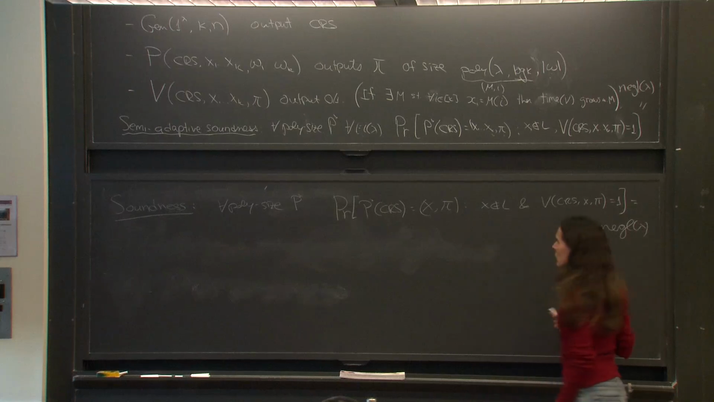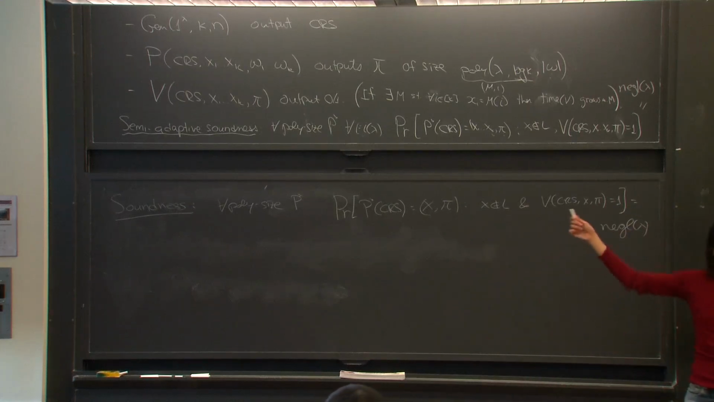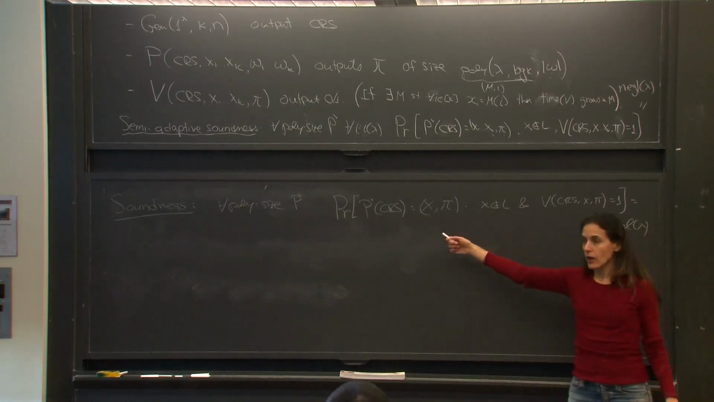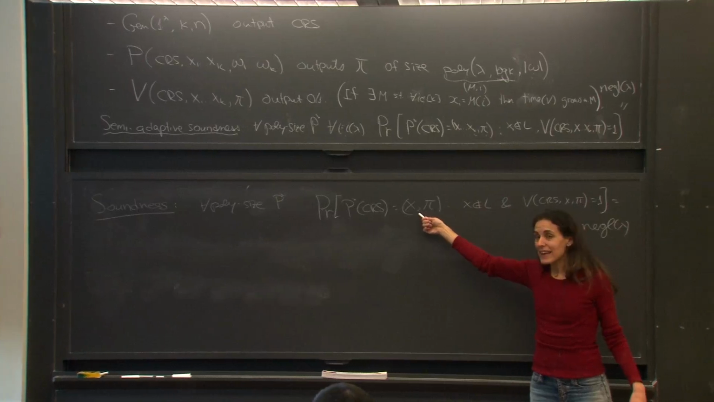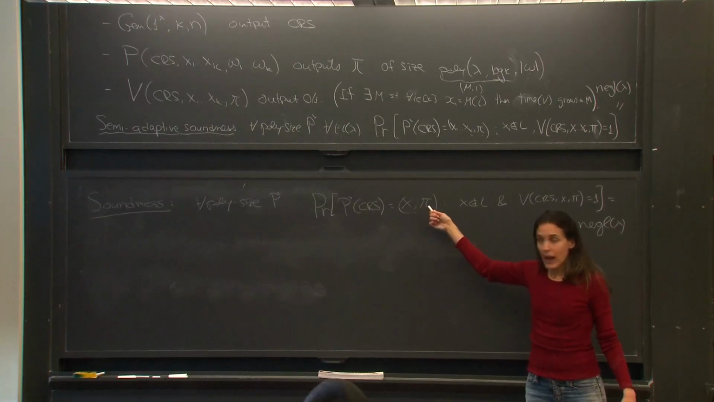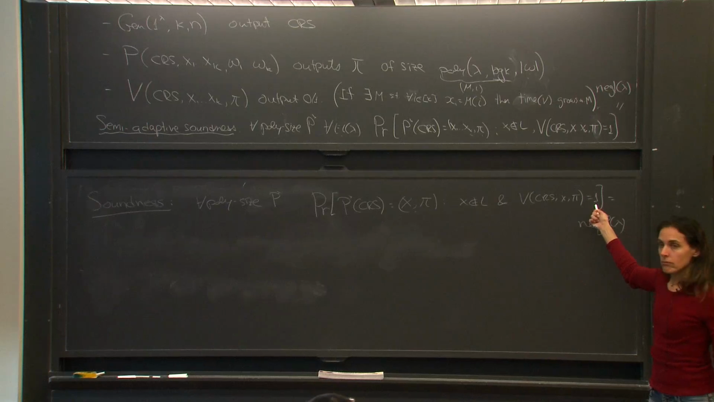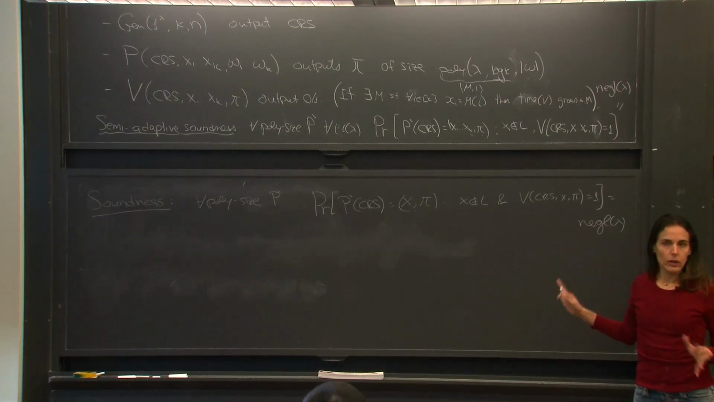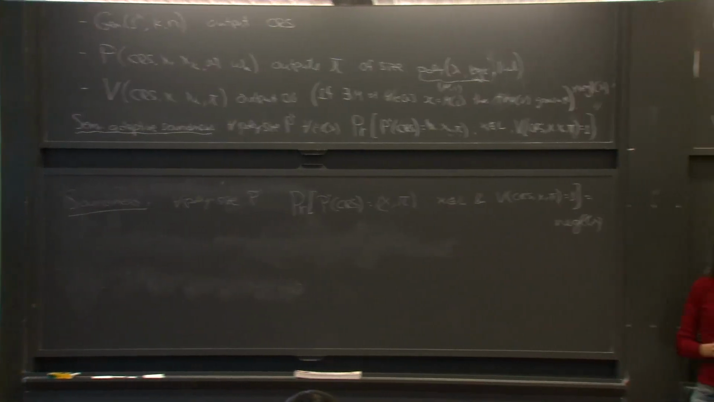That's what we need to prove. The probability that a cheating prover gets a CRS and generates any X that's not in the language and a proof that's accepted, you can't do that. You can do that only with negligible probability.